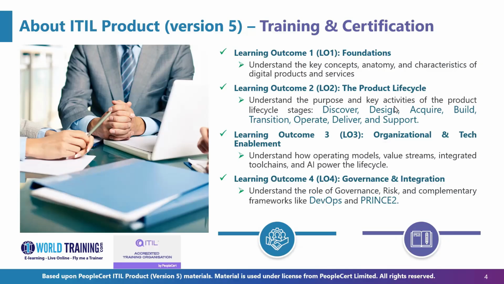Learning outcome 3 is organizational and technology enablement in terms of operating models, value streams, integrated tool chains, and AI. And the last learning outcome is governance, risk, and complementary frameworks, including DevOps and PRINCE2. All 4 are assessed in the final exam.